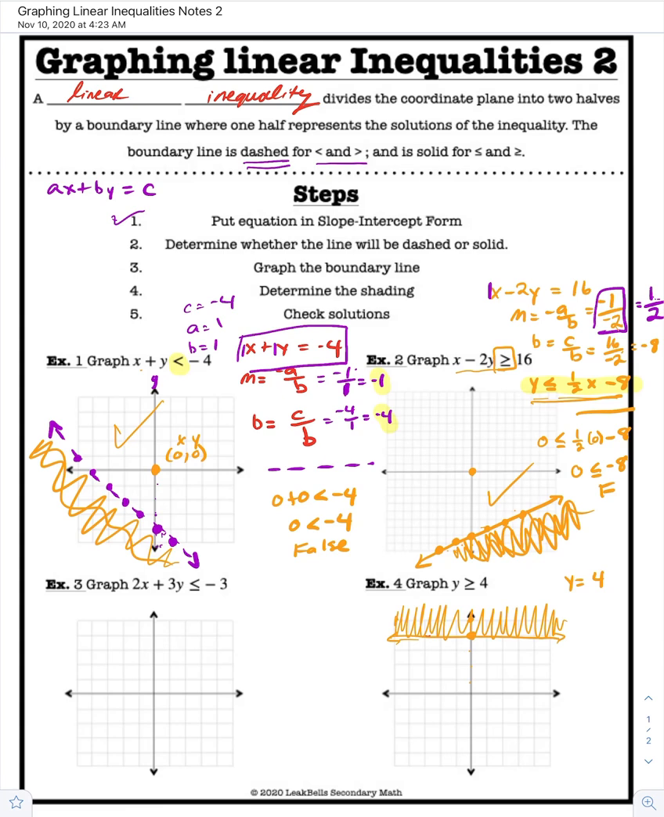We check our solution. We can use 0, 0. All right, note that this is 0, 0. We can't plug in the x value, so we just use our y value. So is 0 greater than or equal to 4? Nope, false statement. And we did shade in the other direction, so we're done with this. Now, there's one we didn't do. See if you can do it.